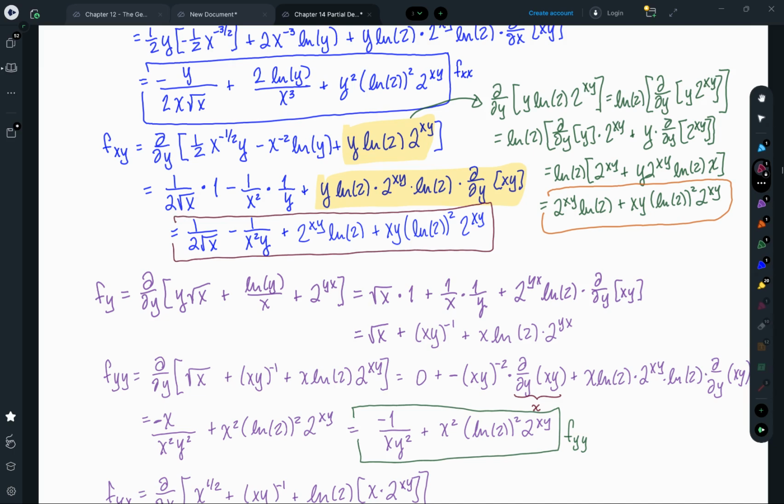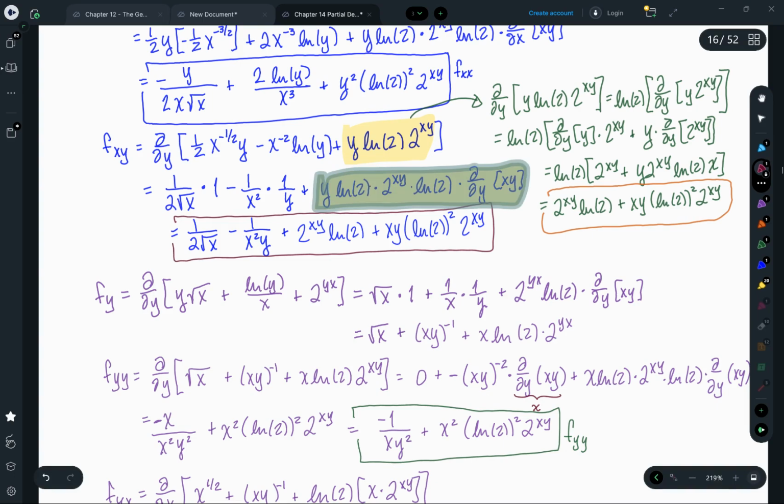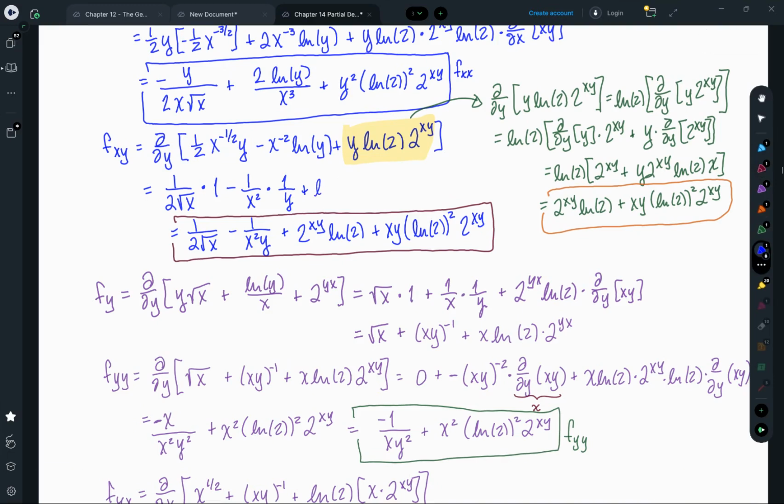Up here, what I needed to rewrite, this y ln of 2 times 2 to the xy ln of 2 times del del y of xy, was totally wrong. So I'm going to rewrite that as well. What that should have been was plus ln of 2 times del del y of y times 2 to the xy. And then I will put an arrow over there to show that side work to get what we want. Okay, sorry about that.